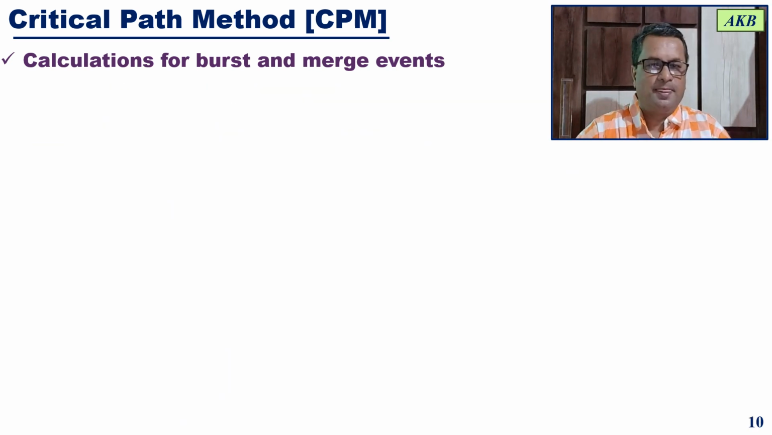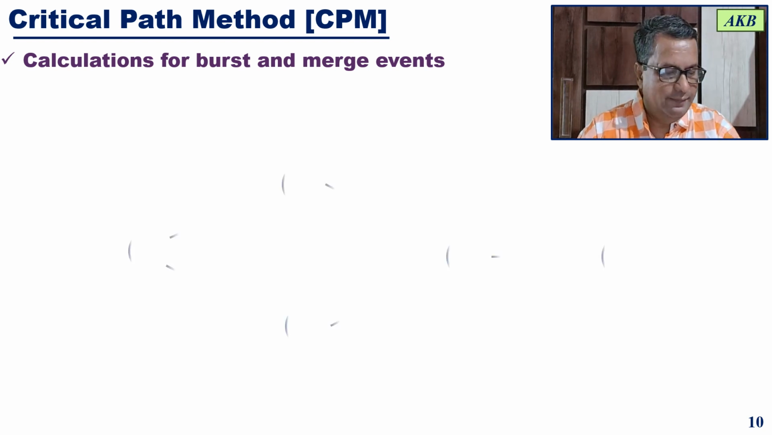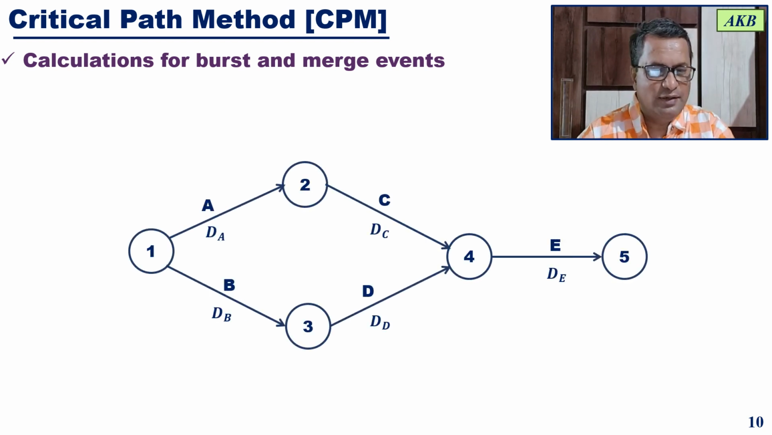So in this way backward pass calculations are to be done. Just now I have told you how to do calculations for a network diagram when you have burst or merge events involved in that diagram. Now let us understand whatever we have discussed in the previous two or three slides on this single slide.